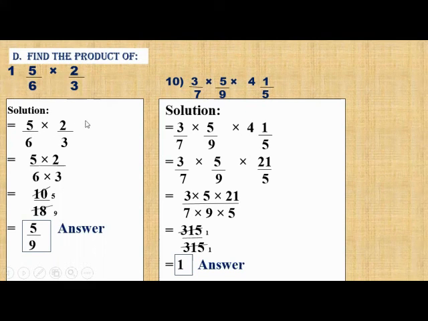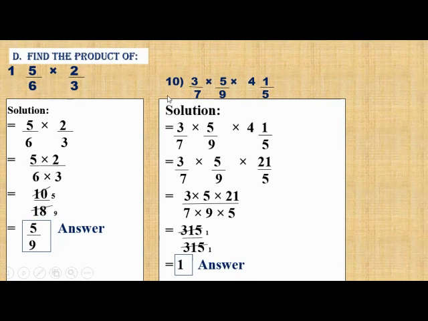5 upon 6 multiplied by 2 upon 3. 5 multiplied by 2 upon 6 multiplied by 3. 5 2s are 10, 6 3s are 18. Now you have to check whether the fraction is cancelled out or not. Yes, this fraction is cancelled out by the table of 2. 2 5s are 10 and 2 9s are 18. In numerator 5 is here and denominator 9 is here. So 5 upon 9 is your answer. Okay, this is the solution of question number 1.